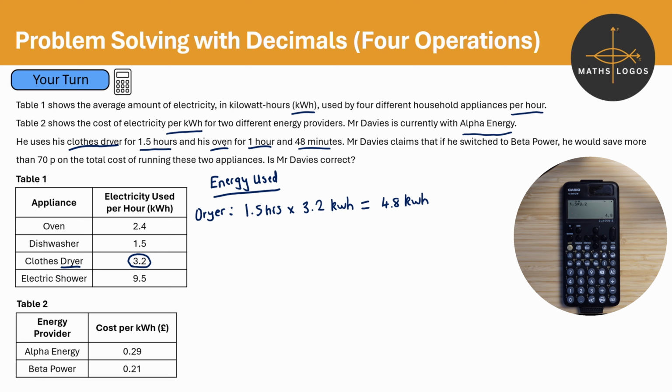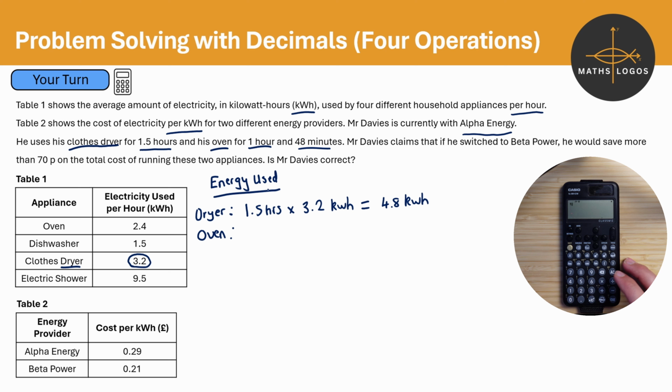The other household appliance that he uses is the oven. So I'll write down the oven. And he uses that for 1 hour and 48 minutes. Now that's not a decimal hour as it currently stands. So we want to turn 1 hour and 48 minutes into a decimal hour. And thankfully for us, our calculator can do that.